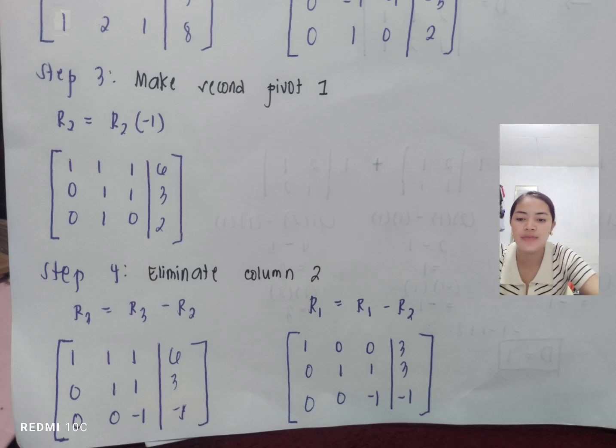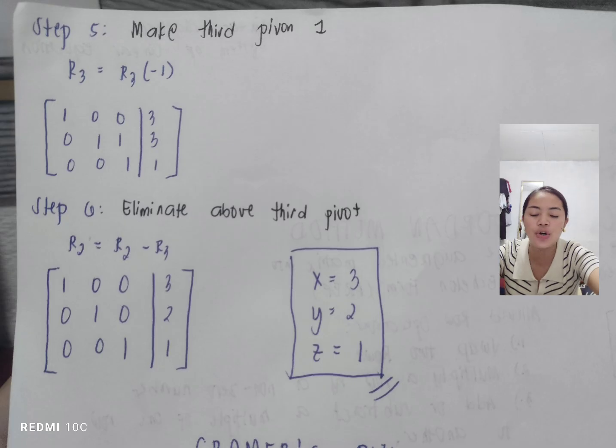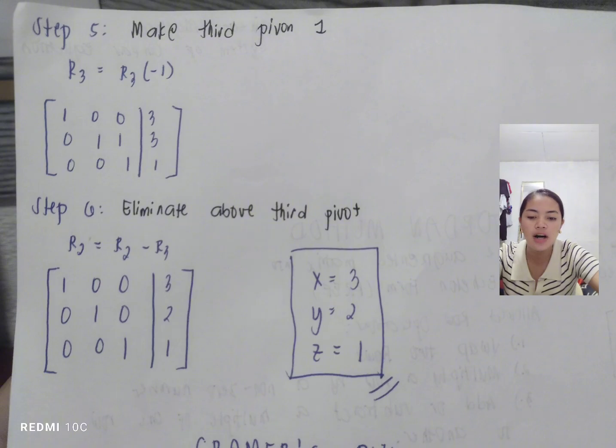For the next step, step 5, we need to make the third pivot 1. So we need to multiply row 3 by negative 1. Okay? So in multiplying row 3 by negative 1, here is the final answer: 1 0 0 3, 0 1 1 3, and 0 0 1 1. Now, as you notice, we are almost there. But in the second column, in the second row, there is a 1 and we need to make it into 0.